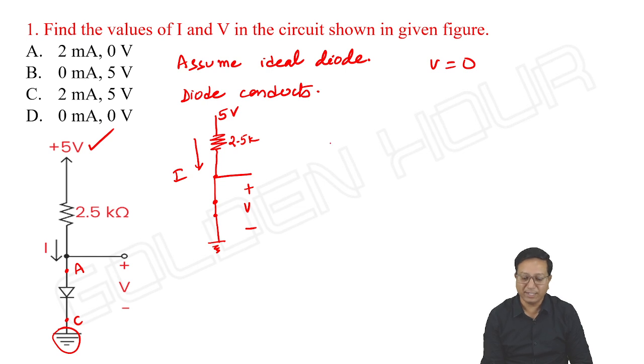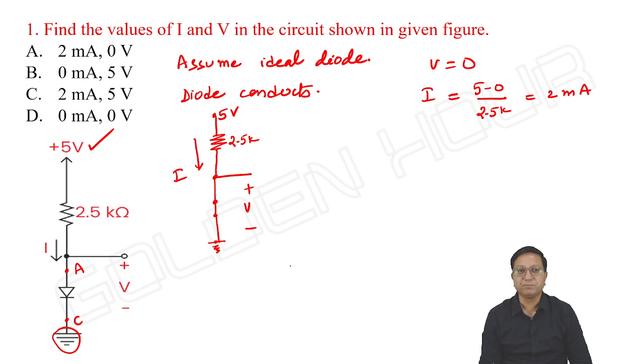What about the current I? I is equal to, it's like a regular network. So what do we get? Here it is 5 volts, here it is 0 volts. So 5 minus 0 by 2.5 kilo ohms, it gives us 2 milliampere. So what is the answer? Option A is correct. Current I is 2 milliampere and voltage V is equal to 0. A very basic level question it is. Next.